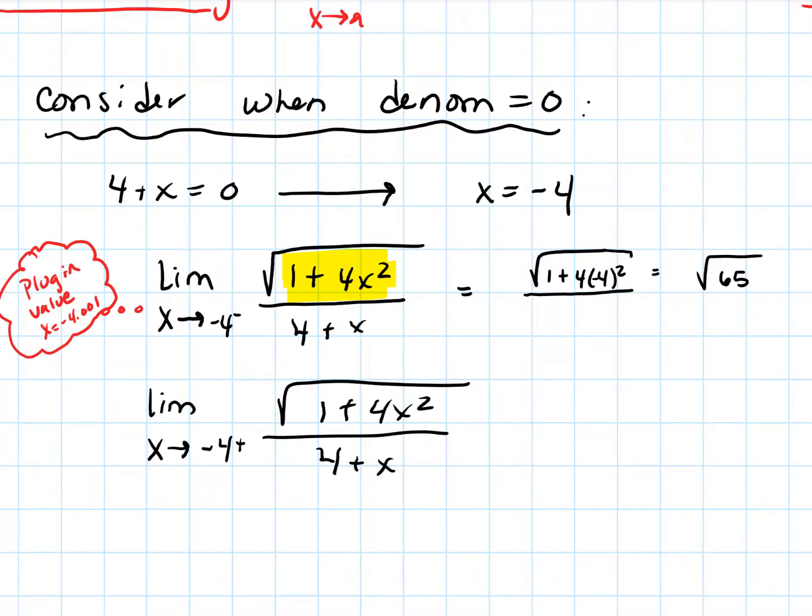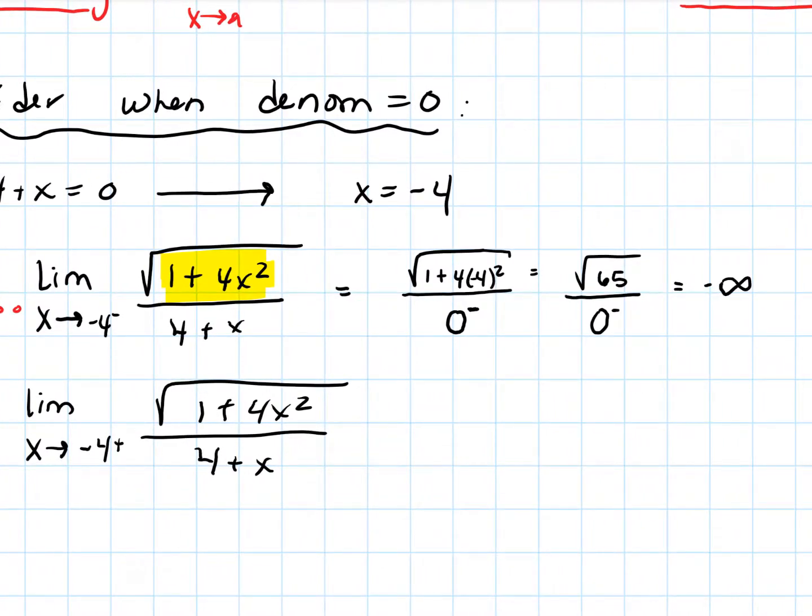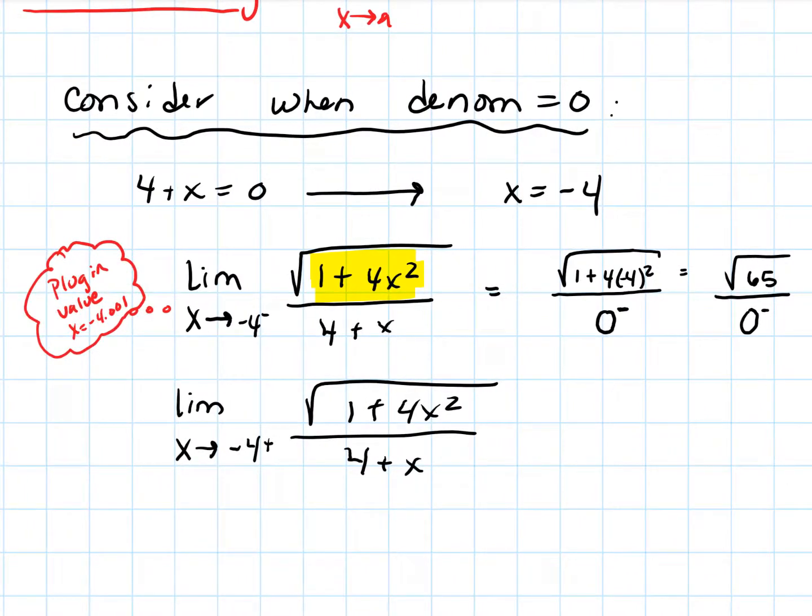And then in the bottom, as I'm plugging in these numbers a little to the left of negative 4, taking 4 plus something like that, because it'll be plus a negative, we're going to get something that gets really tiny. It's approaching zero from the left. It's really tiny, but it's negative, a very small negative number. So taking a positive square root of 65 and dividing by something that approaches zero in a negative way is going to give me negative infinity. So I already know right away that this is a vertical asymptote because I have infinite behavior on one side of the graph.